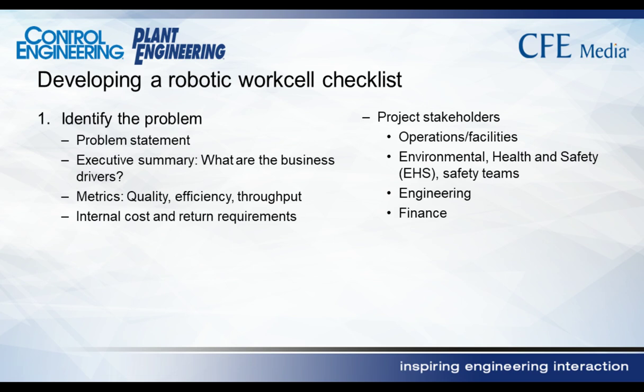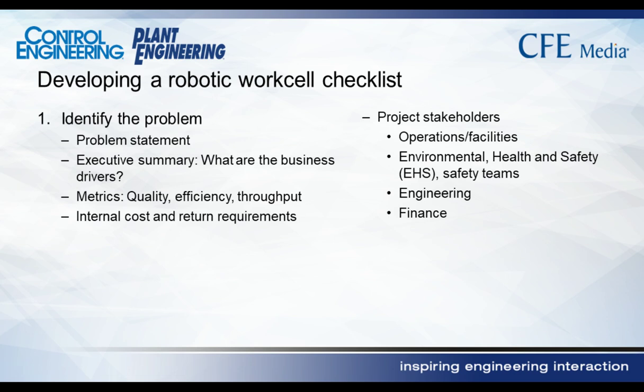So step one, identifying the problem. The first thing that you should do when you're identifying a problem inside your plant is developing a problem statement. That means really, truly defining what are you trying to solve. Those things should come along with an executive summary. So what business drivers are you trying to meet? What type of metrics are you looking to use to measure the success of the problem being solved? What type of internal costs and return you're looking for? And really, truly defining project stakeholders early on in the project.